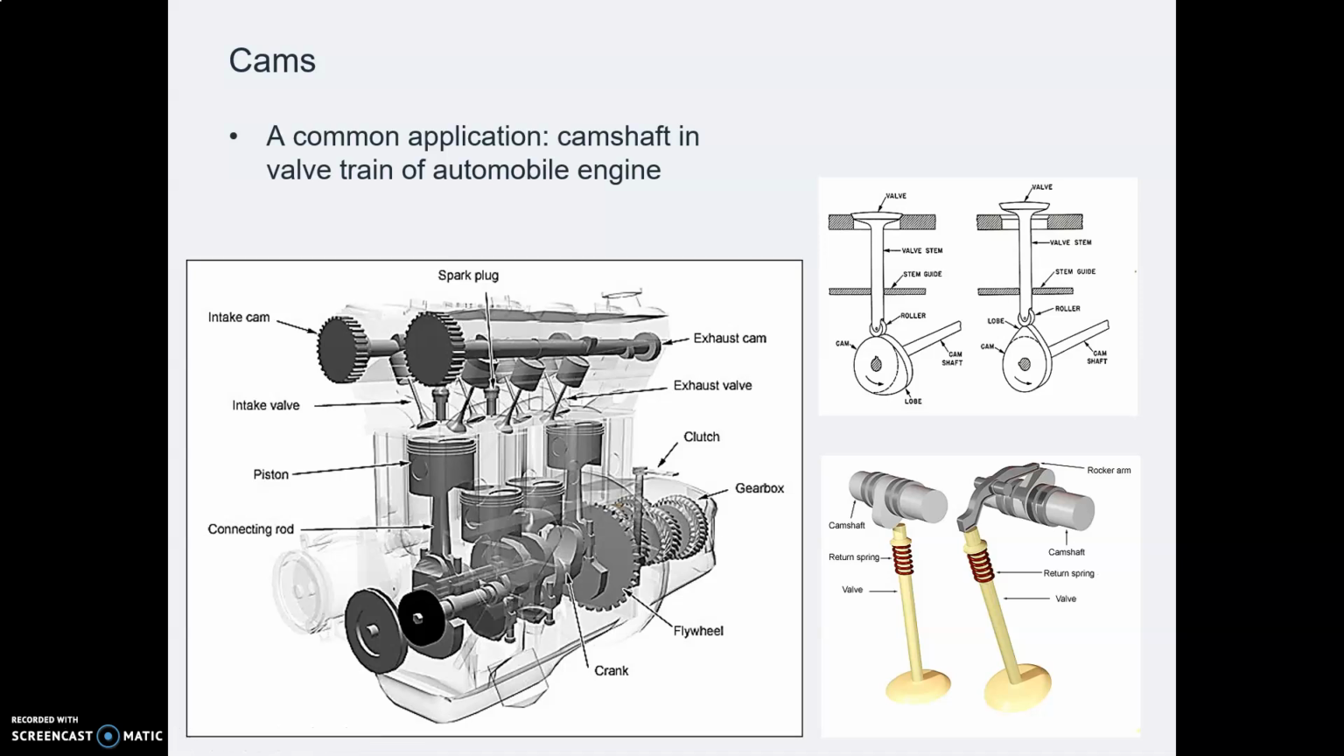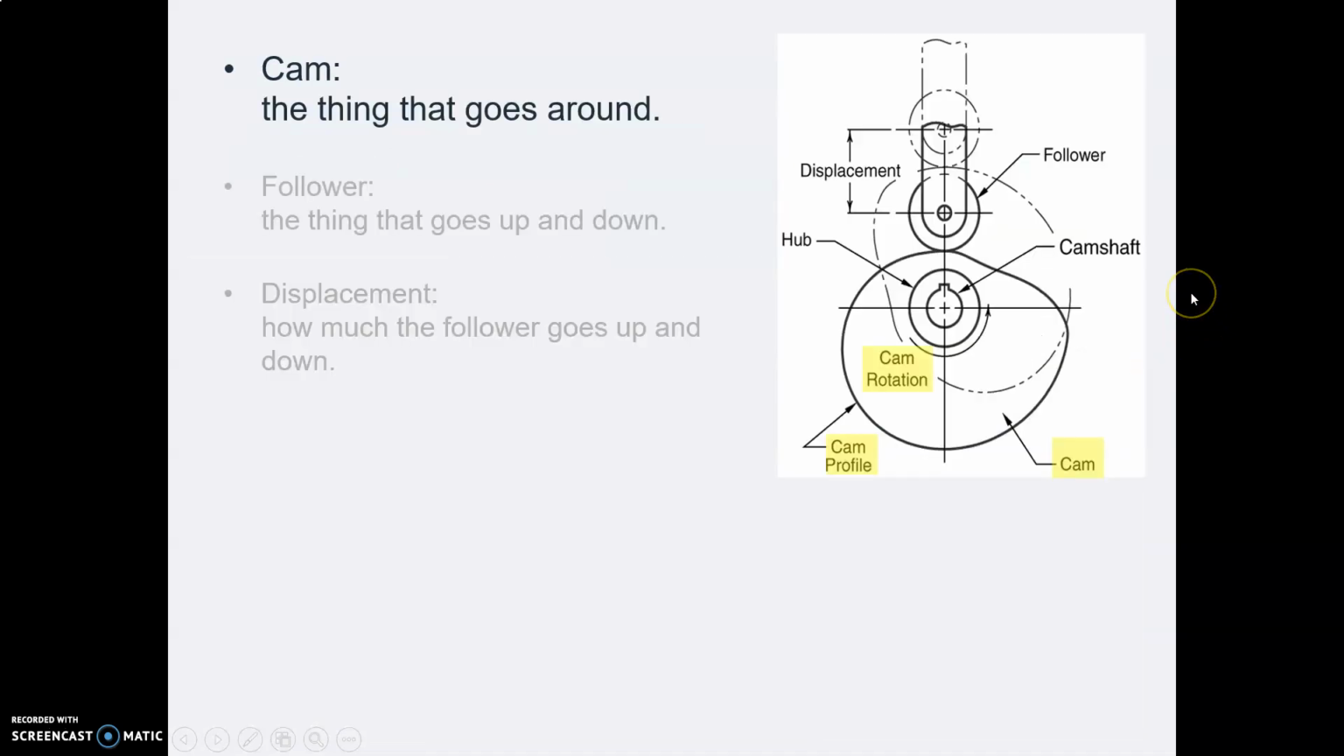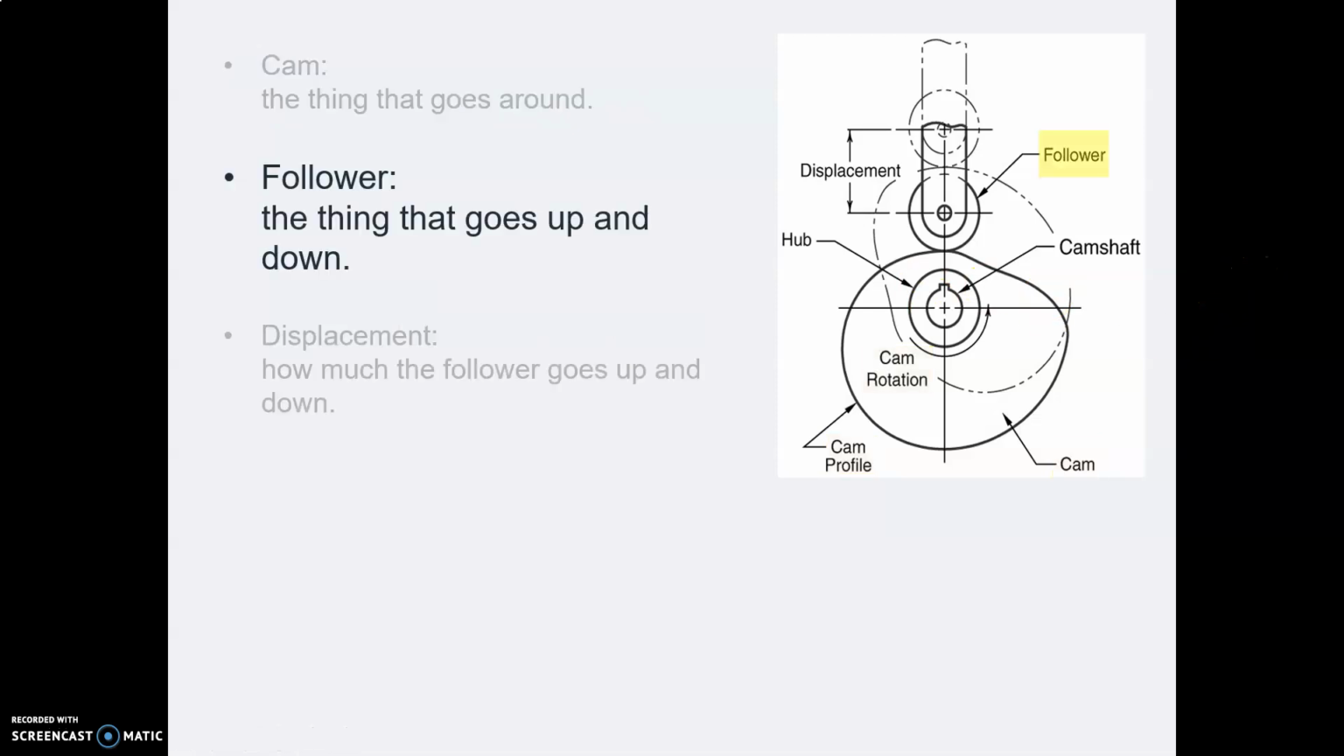Well, we see these all over the place. One common place is in an automobile engine, where we have a camshaft, and it's got cams on it. Here's some cams up here, and here's some cams down here. In this assembly of things, the cam is the thing that goes around. It rotates, and it's always got high places and low places. The follower is the thing that goes up and down.